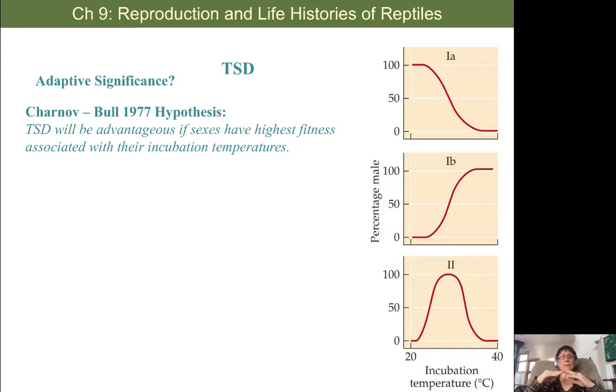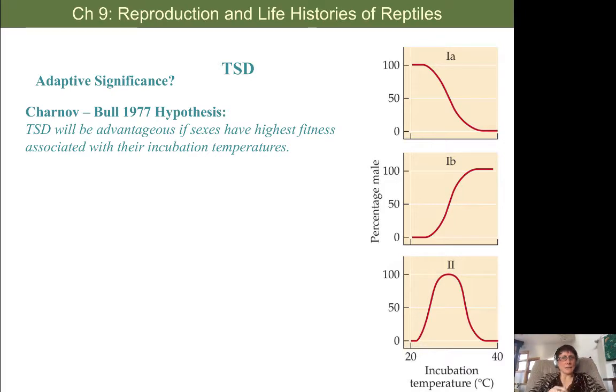So in other words, if they're incubated at different temperatures, and if their fitness, and remember, fitness is defined by being able to produce viable offspring, and lots of them, the more the better, right? The more you produce, the higher your fitness. So if your fitness is associated with the temperature at which you were incubated, then that would be selectively advantageous, and that would select for temperature-dependent sex determination.